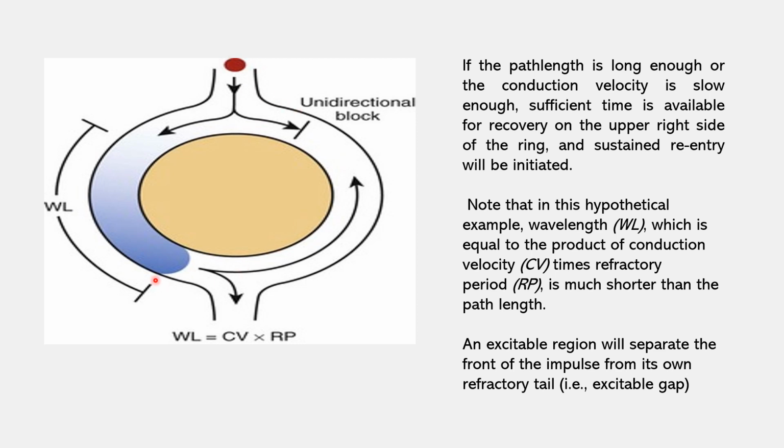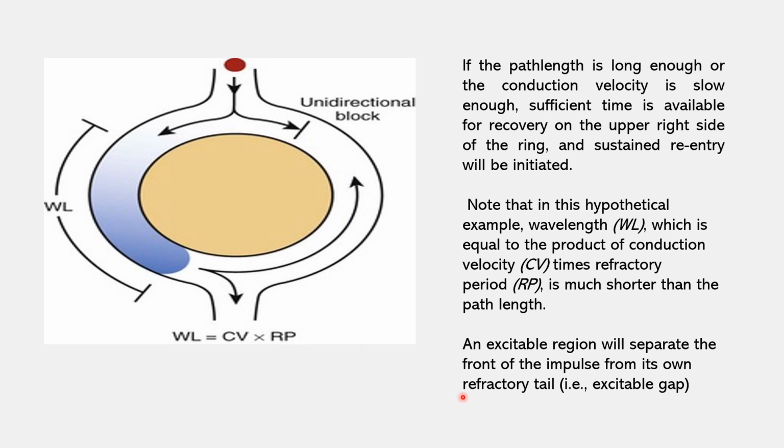Now in this hypothetical example, we can say that wavelength is WL. It is equal to the product of conduction velocity and the refractory period. It is much shorter than the path length. So wavelength should be much shorter than the path length so that the tissue can get sufficient time to recover.